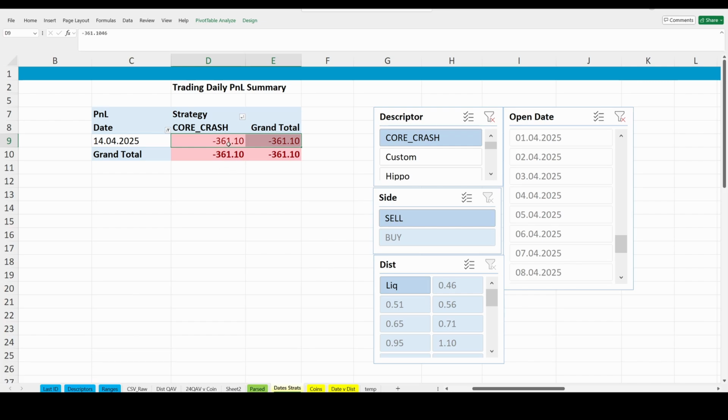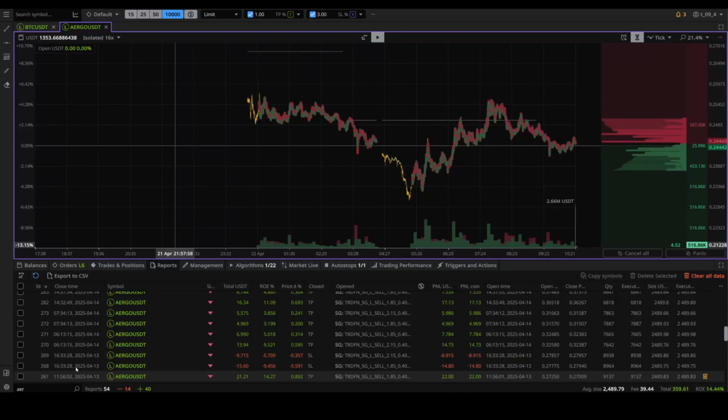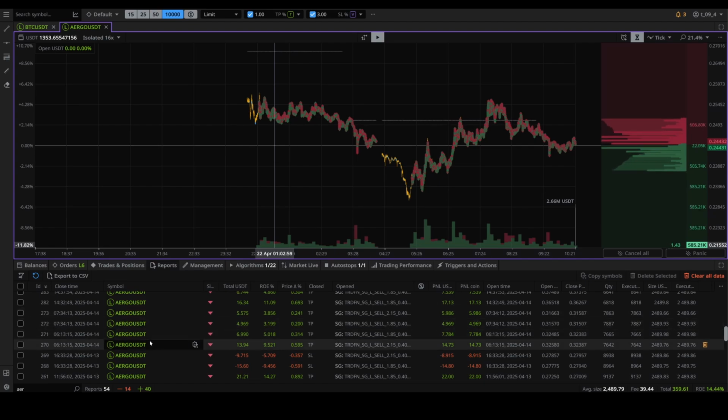So I was only able to verify that this is the amount I've lost based on the balance change. So I have manually entered it here as a number, minus 361, even though there is no proof of it in Moontrader anywhere. So on the 14th, I got pretty frustrated because losing almost 400 out of thin air, it didn't feel right. So I decided to double down and triple down on what's been working so far.